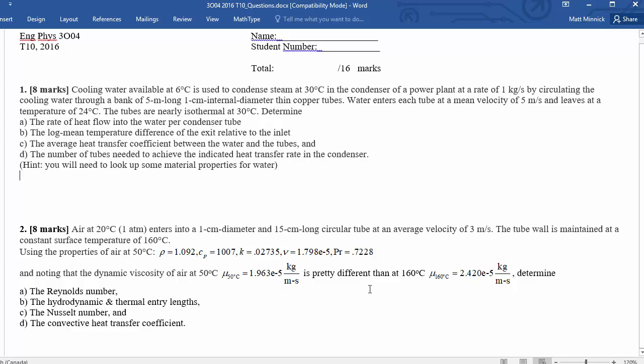Hi, this is going to be test prep for test number 10 in 3004 in 2018. We're going to look at the 2016 test number 10.